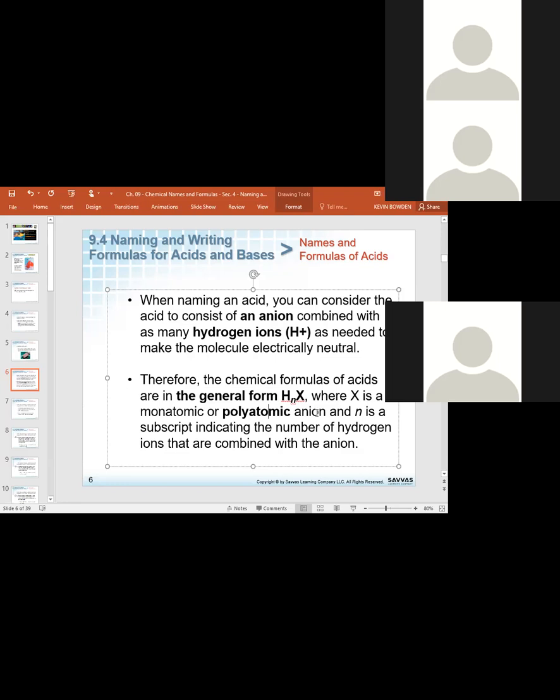All right, so if I have a monatomic anion like chloride, it has a charge of -1, and I would need one hydrogen plus, and I would have H+ and Cl-, and that makes HCl, hydrochloric acid. That's the stomach acid that's in your body right now. It helps you break up proteins into their amino acids, and then it leaves your stomach and goes to the rest of your body, and allows you to live.